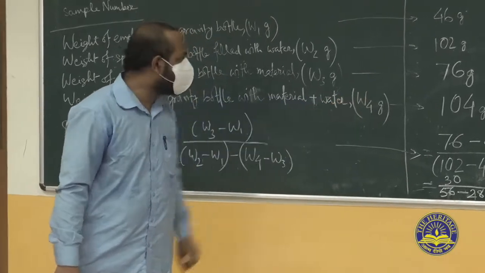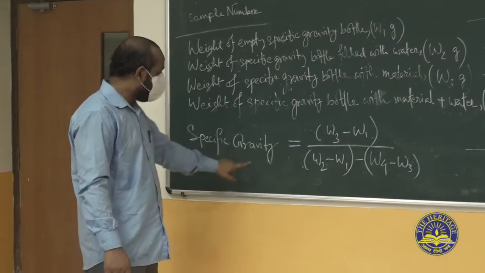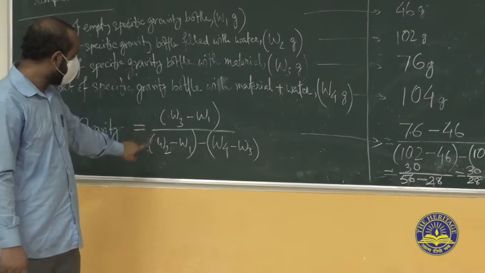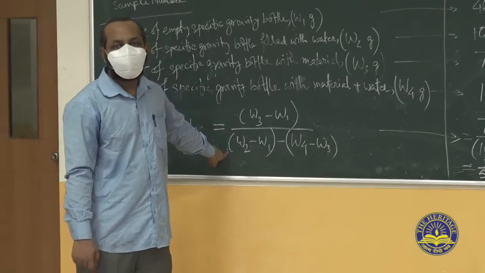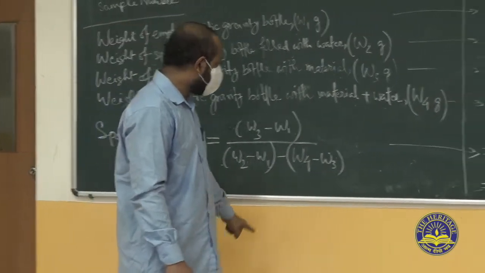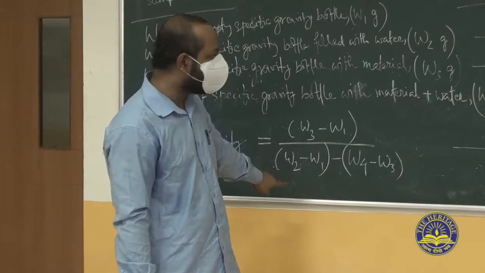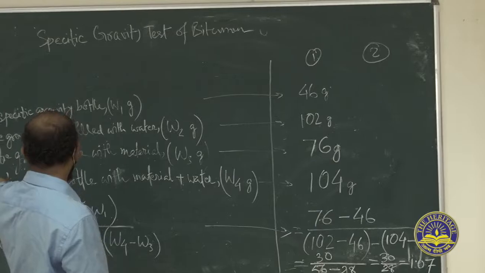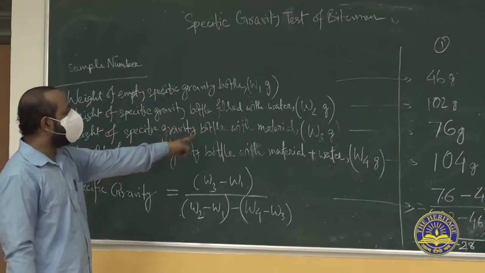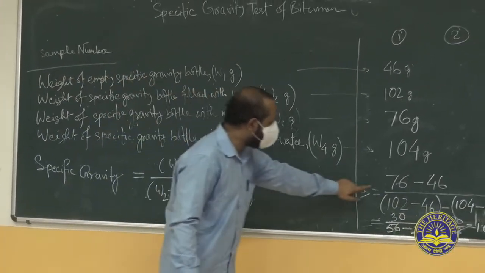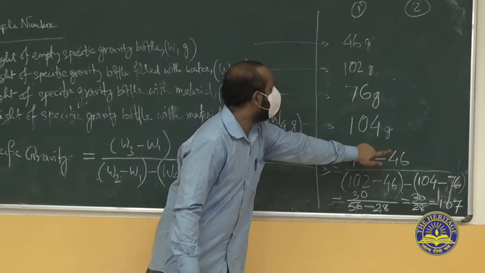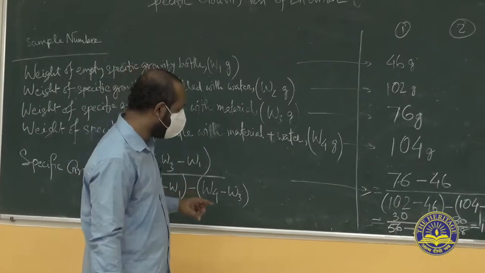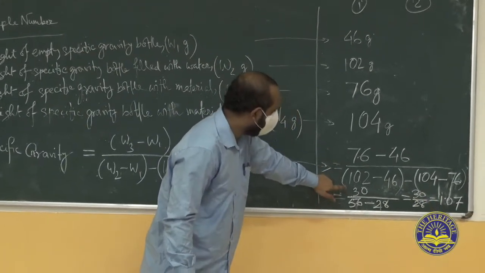104 from the test. The specific gravity is the weight of the material of a given volume divided by the weight of the water of the same volume. Using this formula we can get it. So we have W3, the weight of the specific gravity bottle with material, which is 76, minus 46, the empty weight of the bottle. That will give us 30.